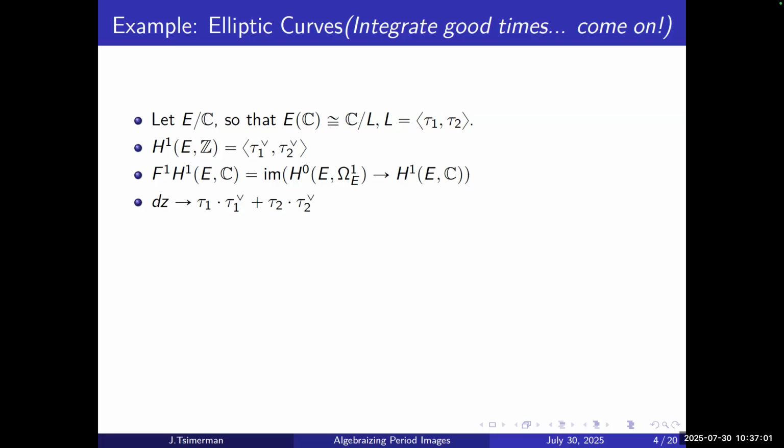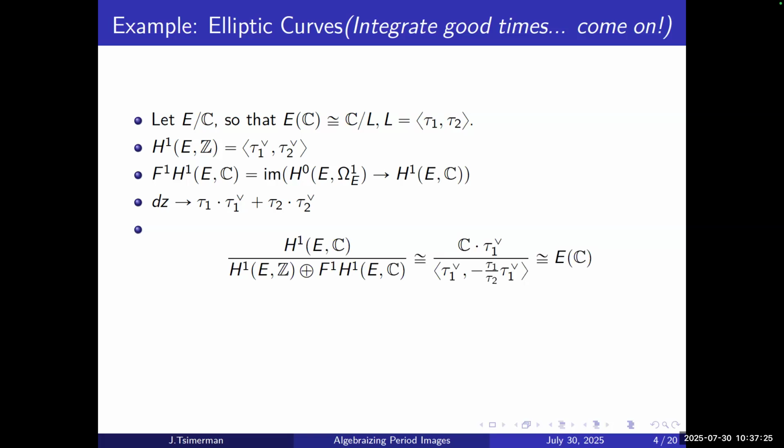Well, you take a form and you integrate it along cycles. That's how you get a cohomology class. The filtration comes from just the H^0 of Omega^1 piece, and elliptic curves have one differential form up to scale. It's just induced from z. So dz, if you integrate it along tau 1, you get tau 1, along tau 2, you get tau 2, so it maps to this class here. And then if you just write down this purely Hodge theoretic notion, using the filtration here on the lattice, then you recover your elliptic curve.